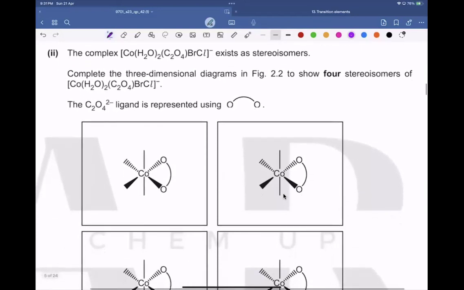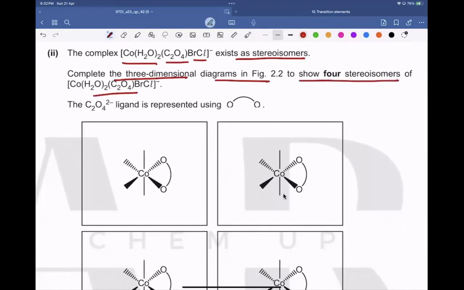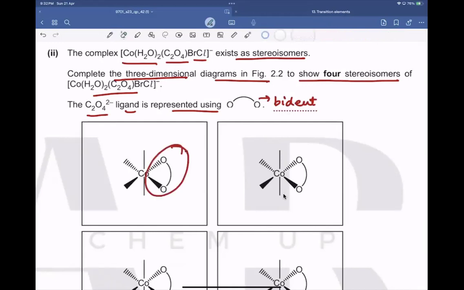Now, the complex, this is the formula, exists as a stereoisomer. Complete the 3-dimensional diagrams in figure 2.2 to show 4 stereoisomers. The C2O4 2- ligand is represented by using this. So see, there are 2 oxygens, so it is the one which is a bidentate. They have drawn it over here. We have to write the other ones to show 4 stereoisomers.